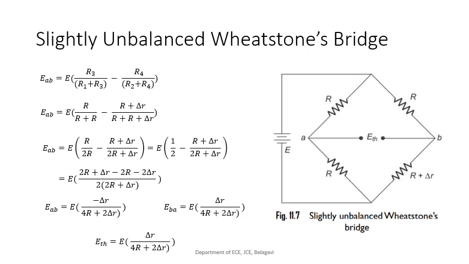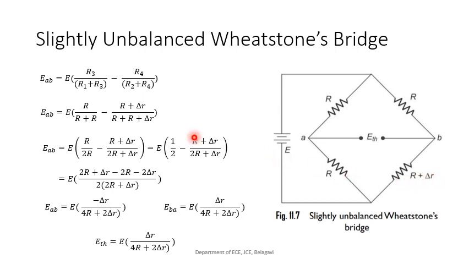Next is the slightly unbalanced resistance bridge. We have already found the general equation for the unbalanced bridge, the values of ETH and RTH. If your bridge is slightly unbalanced, you can see in the diagram that all the branches have resistance R, R, R. Only here there is a slight mismatch of R plus delta R.